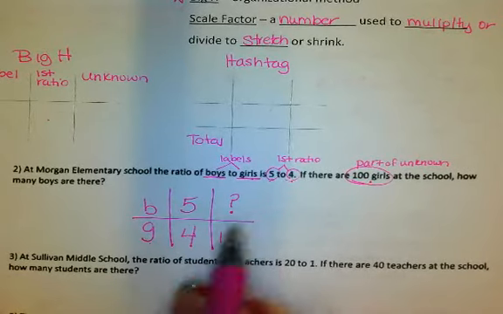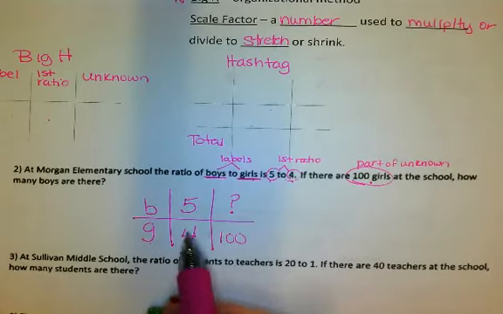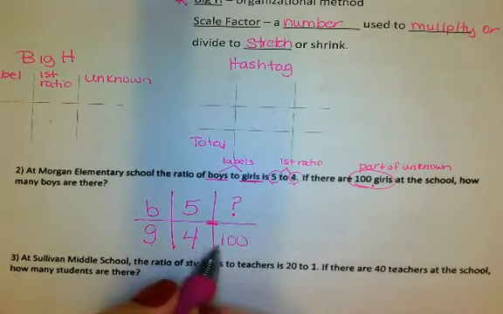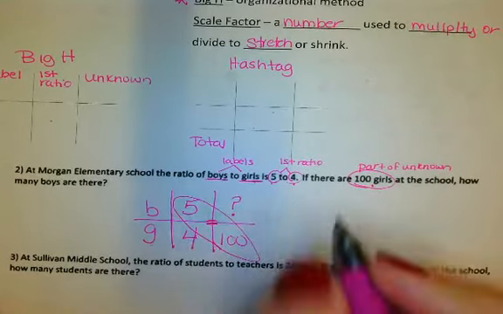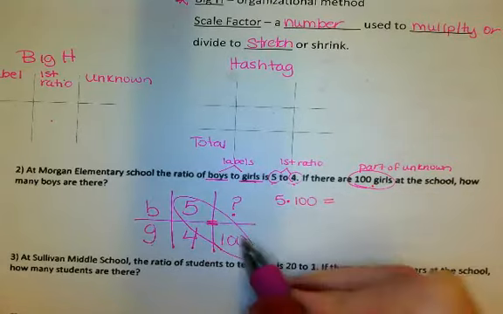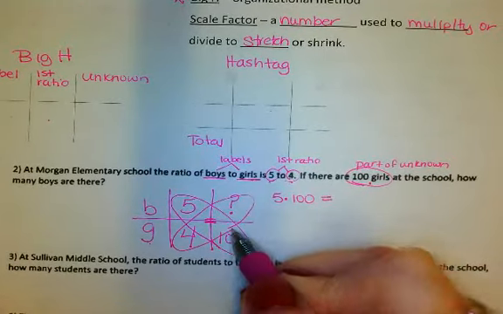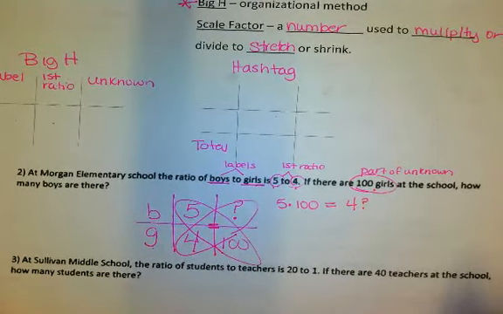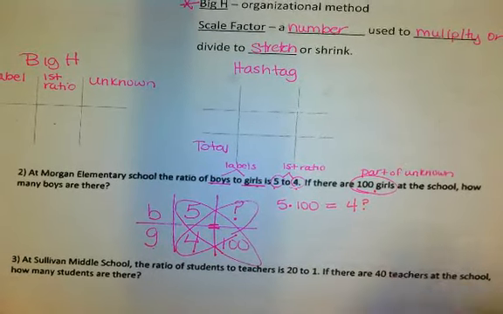Now, anytime you have equivalent ratios, equivalent means equal, and anytime you have an equal sign, you can cross multiply. So we're going to take 5 times 100, and we're going to put it equal to, we'll cross multiply the other way, 4 times question mark. Because we don't know what it is. We're trying to figure it out.